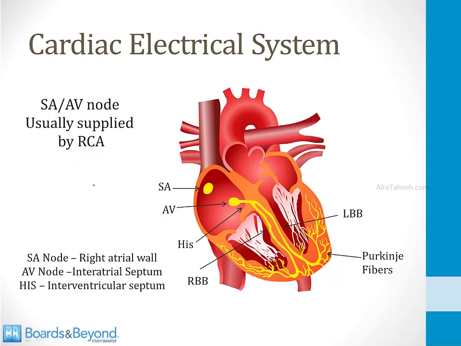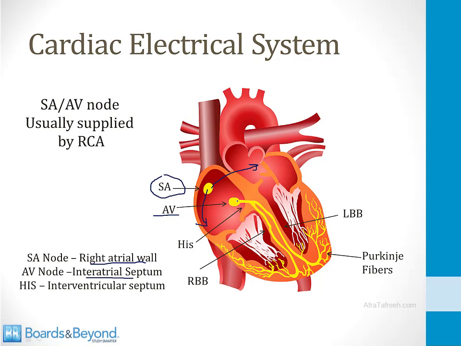I'll finish by reviewing the anatomy of the cardiac electrical system. So electrical activity through the heart is generated under normal circumstances by the SA node, which is found on the lateral wall of the right atrium. From the SA node, electrical activity goes through both atria, but it can only reach the ventricle by going through the AV node. The AV node is found on the interatrial septum. This is the wall between the left and right atria.